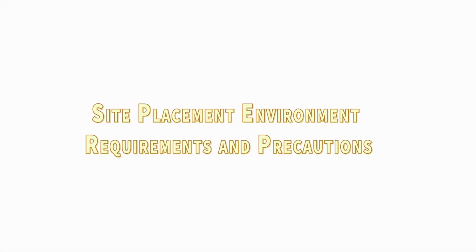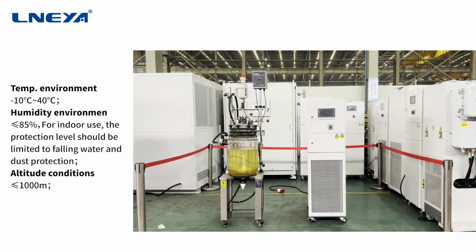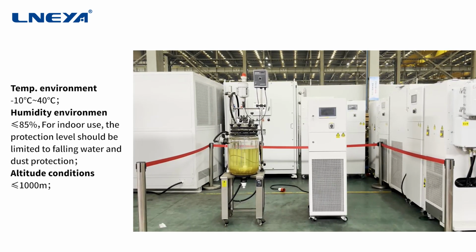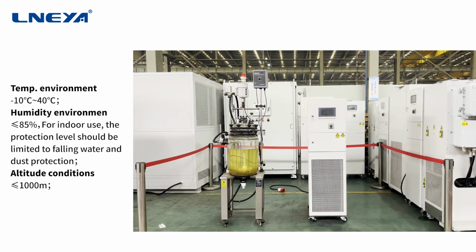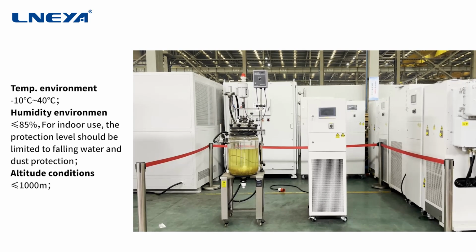Site placement, environment requirements and precautions. 1. Basic conditions for device placement. Temperature environment: -10 degrees Celsius to 40 degrees Celsius. Humidity environment: less than or equal to 85%, no condensation. For indoor use, the protection level should be limited to falling water and dust protection.